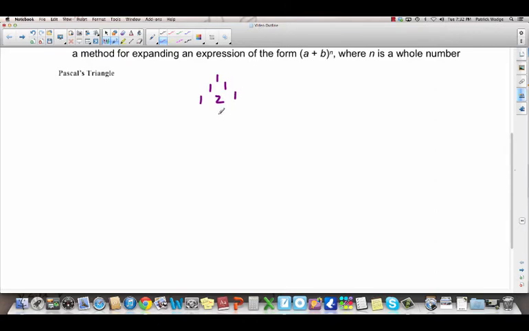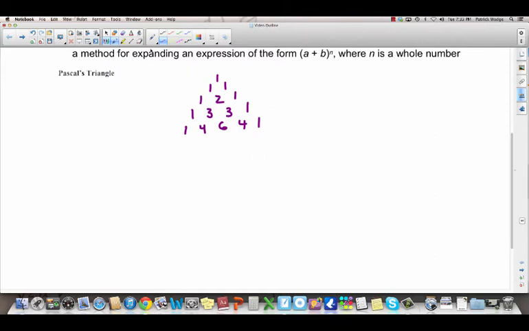I'm just going to do a few more. I want to see if you can figure out how I'm getting these numbers. Next one should have 4 terms. It goes 1, 3, 3, 1. Okay, I'll do one more and then we'll see if you can figure it out. It goes 1, 4, 6, 4, 1. Now I invite you to pause the video if you haven't figured it out yet and try to figure out how I'm getting each number.